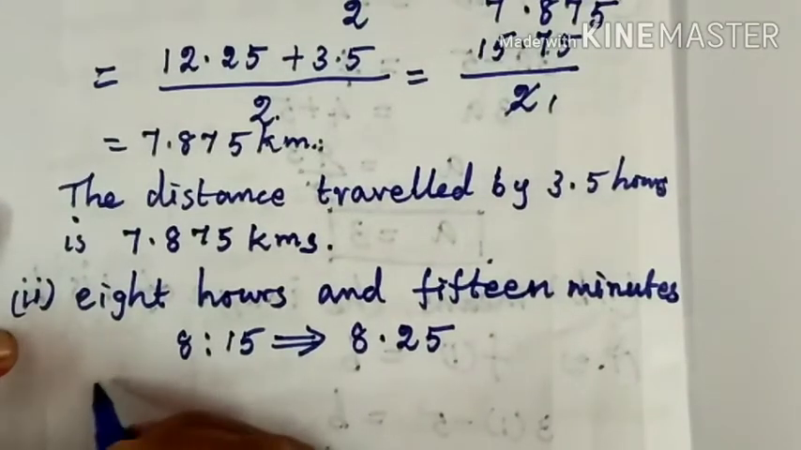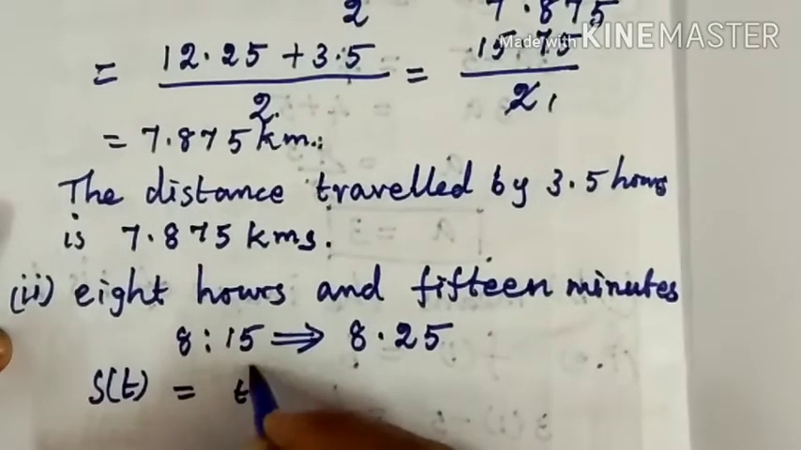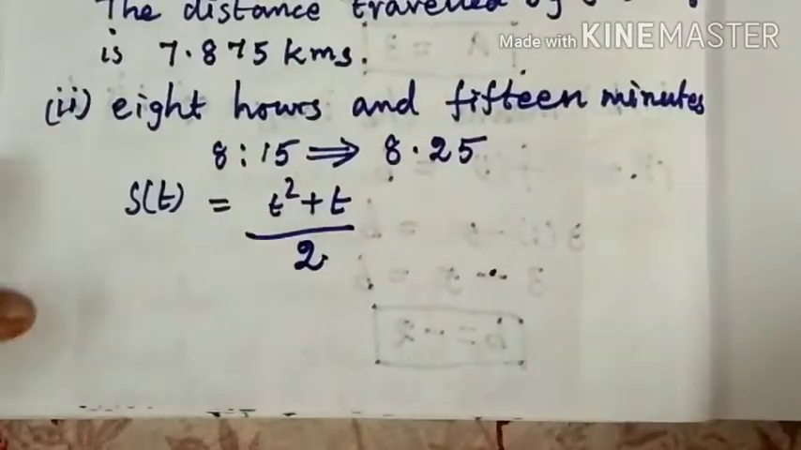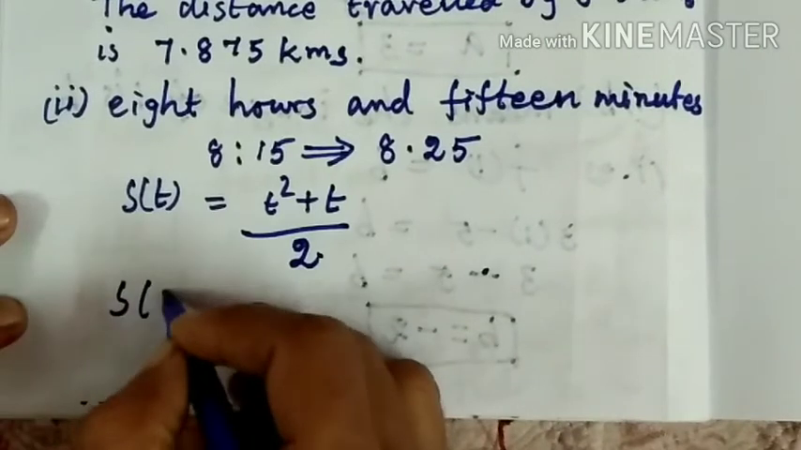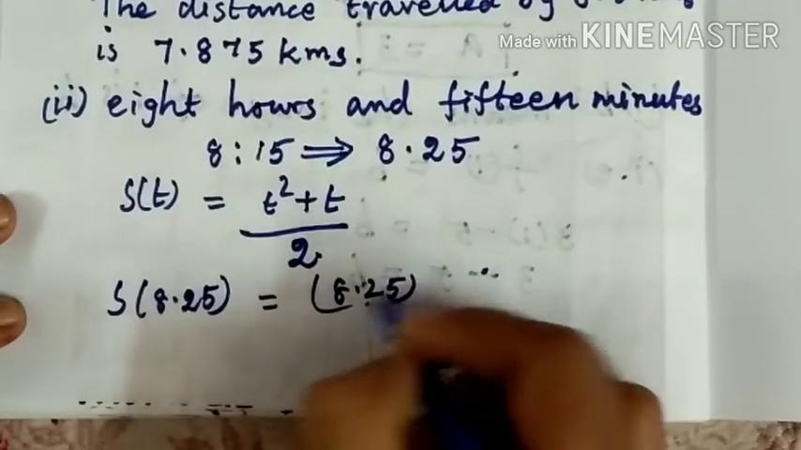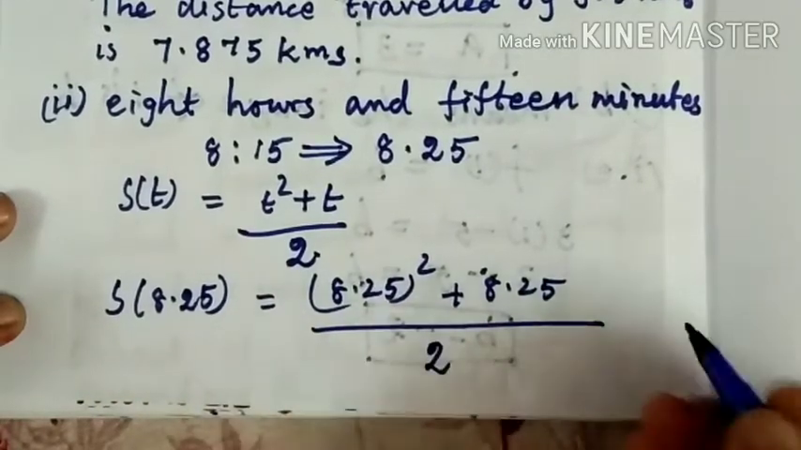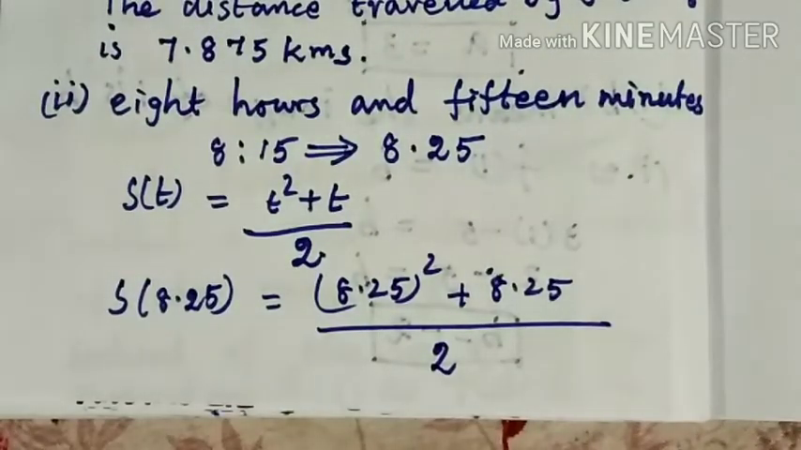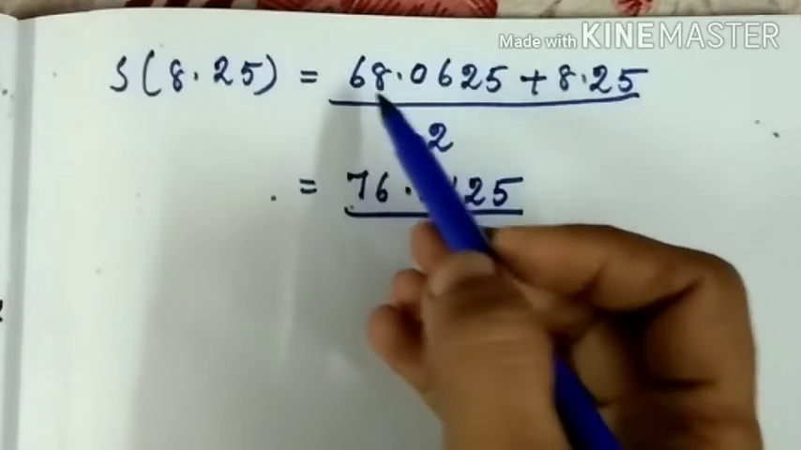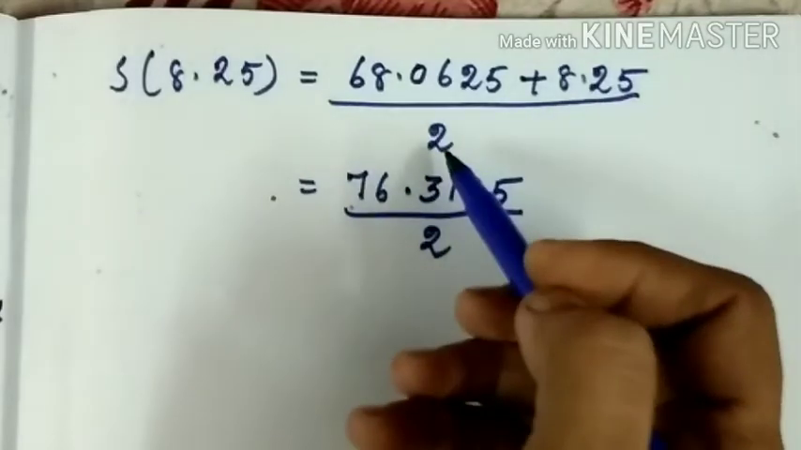Now take down and write the given function. S of t equal to t square plus t by 2. Instead of t you apply 8.25. We get 8.25 the whole square plus 8.25 by 2. Now you simplify and say the answer. Yes, 8.25 into 8.25 we get 68.0625 plus 8.25 divided by 2.